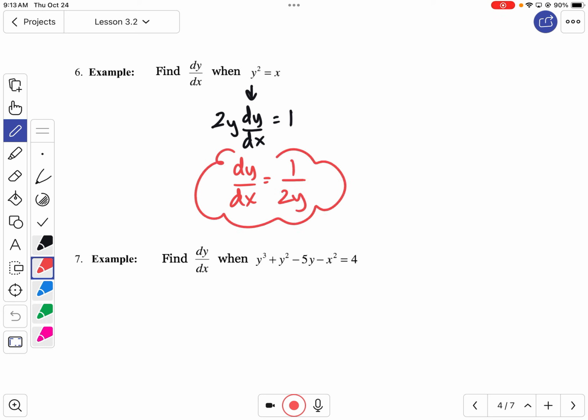Okay. So dy dx is what now? It's the chain rule. So instead of writing y prime, how do you write that? Dy dx. Yep. All right, let's do another one.